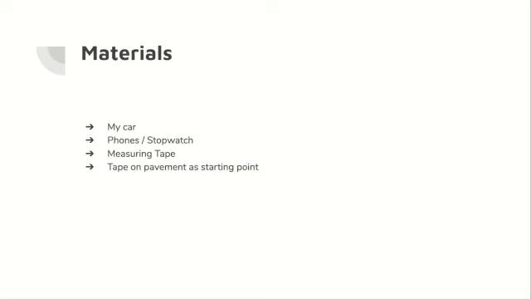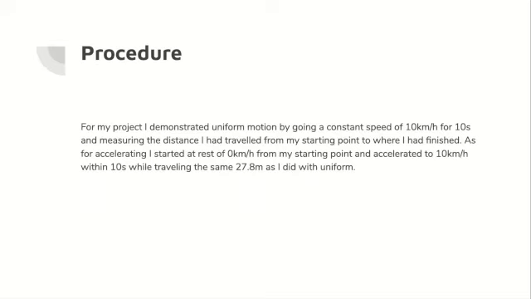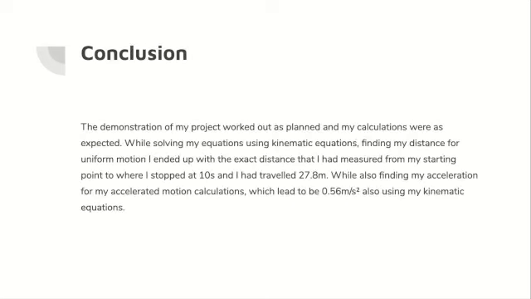The materials that I used were my car, phones and stopwatches, measuring tapes, and tape on pavement as a starting point. The procedure of my project was I demonstrated uniform motion by going a constant speed of 10 kilometers an hour for 10 seconds and measuring the distance that I had traveled from my starting point to where I had finished. As for accelerating, I started at rest of 0 kilometers an hour from my starting point and accelerated to 10 kilometers an hour within 10 seconds while traveling the same 27.8 meters as I did with uniform.